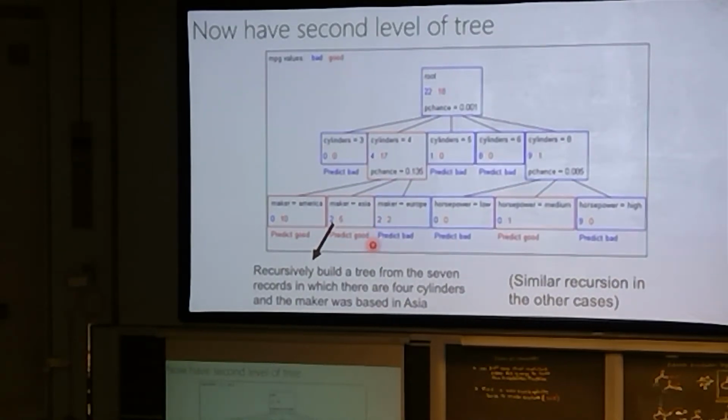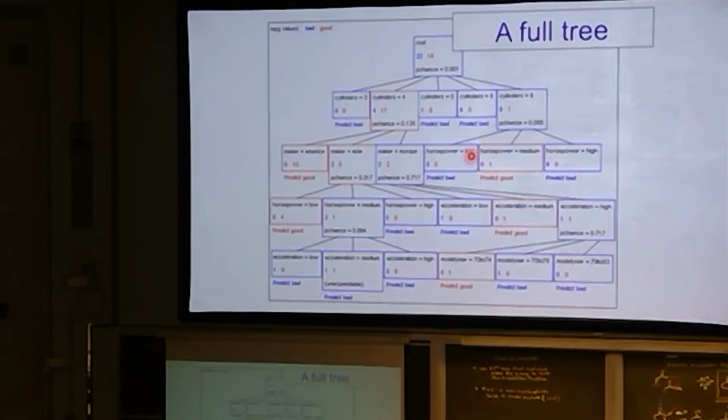And so now we can add a second level, where right now it's showing just, it's expanded out this node into these three things based on the maker being America, Asia, or Europe. And it's also expanded this one out into horsepower here, here, here, and so on and so forth. So you can keep going and you can get a full tree. And unless you have weird things in the data, like if you have no noise in your labels, then you can always get zero training error. You just keep going until you get zero training error.